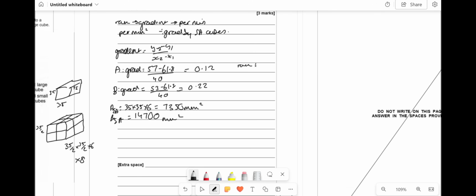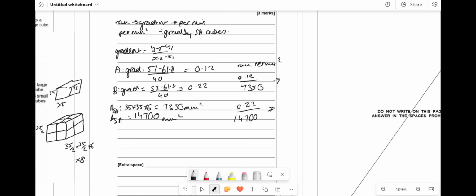Now if that's the 8 cubes, you can see that the length of these is actually 35 over 2. So these cubes' surface area is 35 over 2 times 35 over 2 times 6, but remember there's 8 of them, so it's going to be times 8. If you do that, B's surface area is 14,700 millimeters squared. So therefore, the rate per millimeter squared for each is 0.12 divided by 7350, and the other one is 0.22 divided by 14,700, which should give you, let's see what happens.